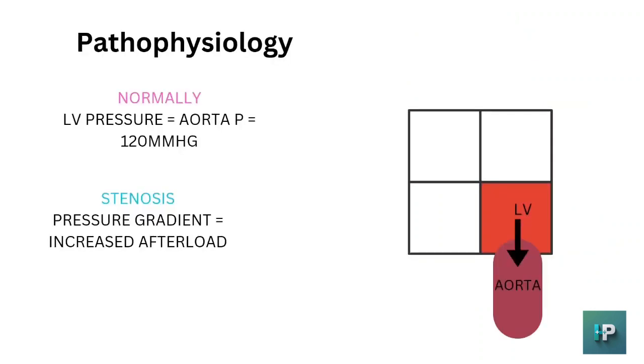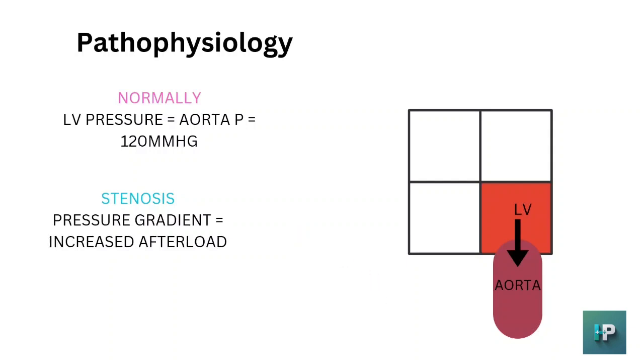Then let's see the pathophysiology of aortic stenosis. Normally, there is no pressure gradient. No resistance is given by the aortic valve to the flow from the left ventricle to the aorta. So the pressure gradient is zero. That is, the left ventricular pressure and aortic pressure are equal at 120 millimeters of mercury, which is the systemic blood pressure. And in stenosis, there will be a pressure gradient. And this pressure gradient leads to an increased afterload.